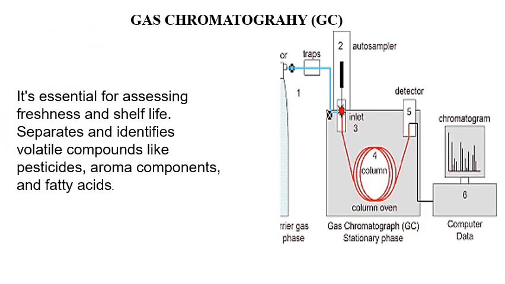So we have types of chromatography. We have gas chromatography, which is called GC. It's an essential analytical technique for assessing freshness and shelf life of food products, like we said. It achieves this by separating and identifying the volatile compounds present in the food, such as pesticides, aroma components, and fatty acids. So the presence and level of these compounds can be indicative of the freshness and potential spoilage of the food.